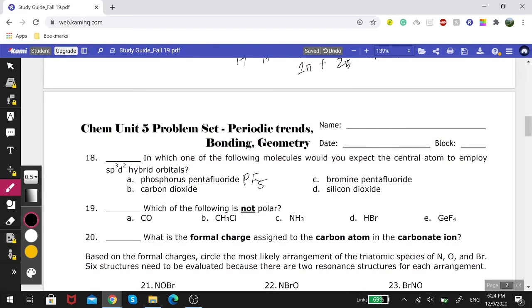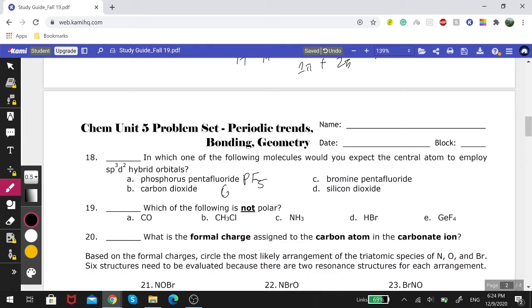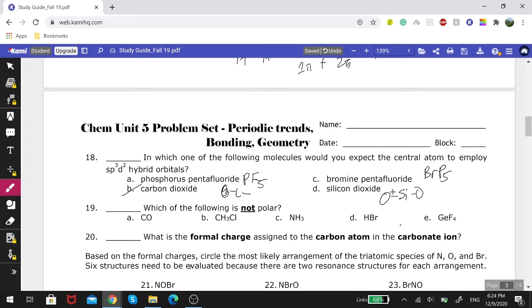Let's keep moving on. Carbon dioxide, you don't need to think about it. It's C and 2 O's next to it. There's no way there's 6 things around it. So B is obviously out. Bromine pentafluoride, BrF5. Again, this one only has 5 things around it. Although we didn't take into account the lone pairs, we can say that this is not likely. But if you look at silicon dioxide, SiO2, we don't even care how many lone pairs it has, it will never have 6 things around the central atom.